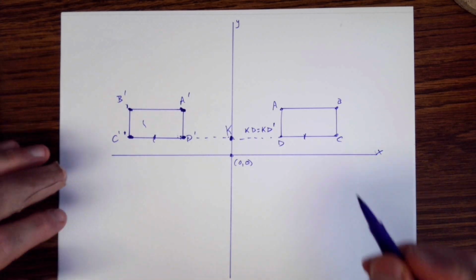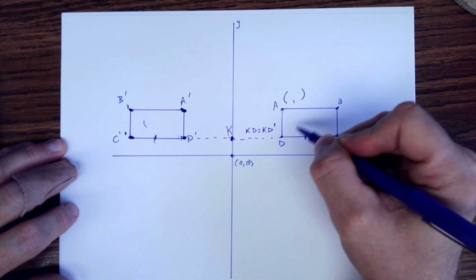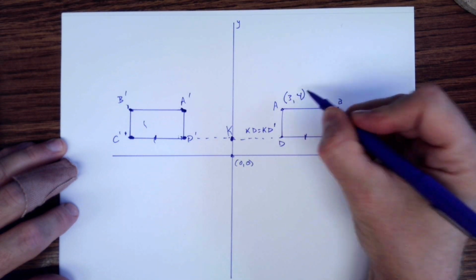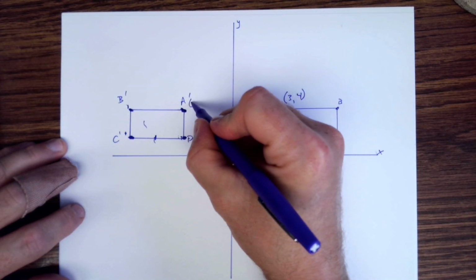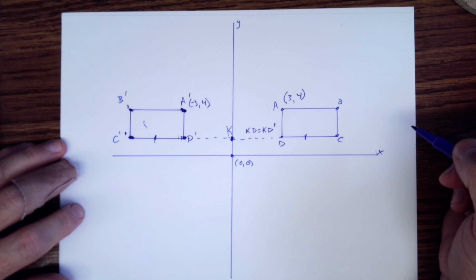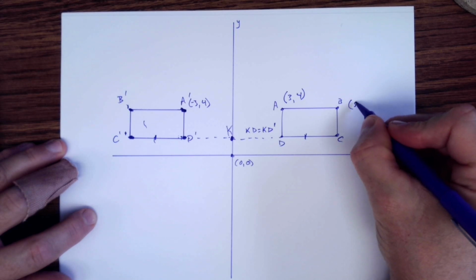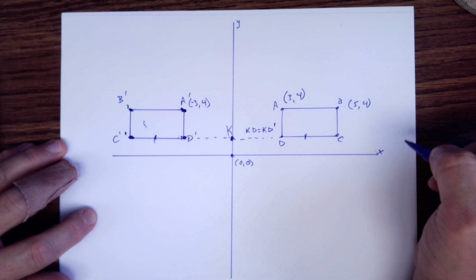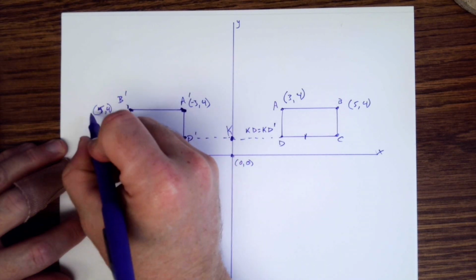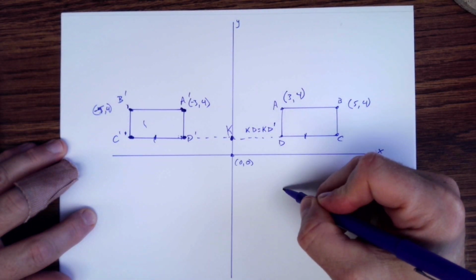Now the other thing that also happens is, let's say that A here is 3 units over, and say 4 units up. Well, A prime would be 3 units over and 4 units up, just in the opposite direction. That's the way that piece would work. So the same thing with B. If this was 5, 4, well, this over here would then be 5 units over and 4 units up. The difference is it's in the opposite direction. Same thing would be true if you were to move it down this way.